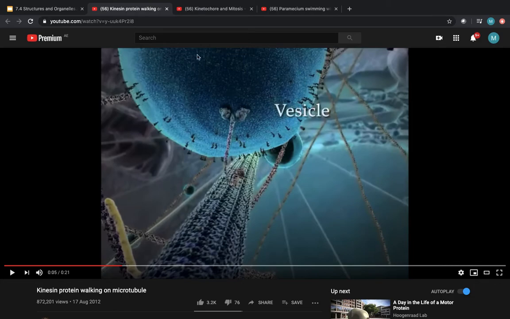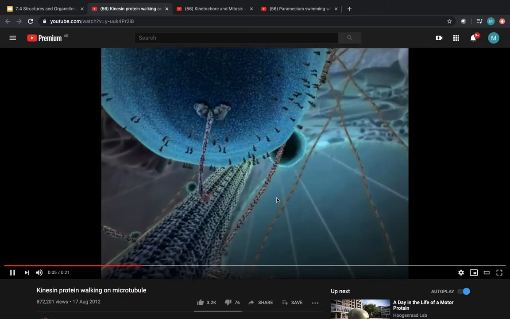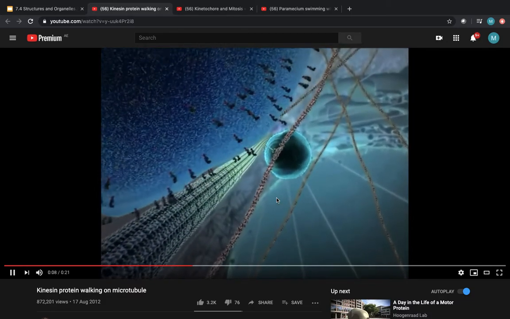So let's say that this vesicle contained important materials that were on that side of the cell and needed to move to this side of the cell. Basically, this little guy, the motor protein, would grab that vesicle and drag it along the microtubule from one end of the cell to the other. So things aren't randomly moving inside the cell.